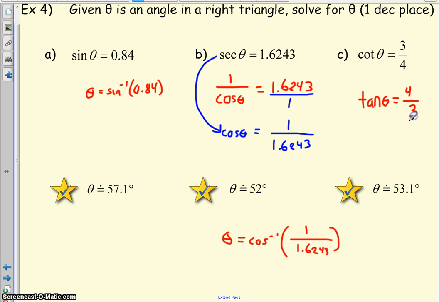Okay, so if you want to convert this to a primary ratio, cotan is the reciprocal of tangent. So take the reciprocal of the ratio to get 4 over 3, and cotan theta, the reciprocal is tan theta, and then you can solve using the tan inverse.